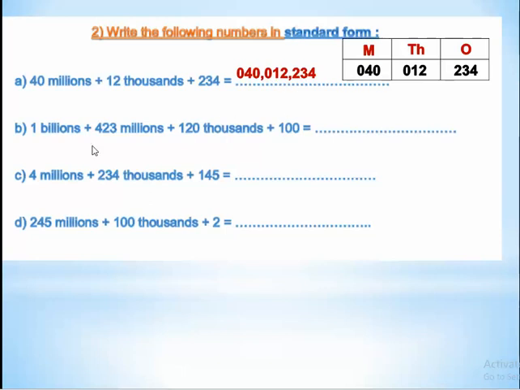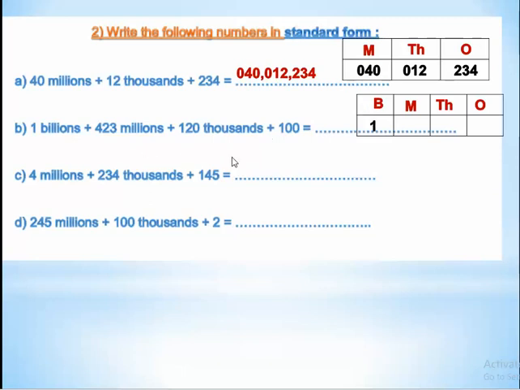Okay, 1 billion plus 423 millions plus 120,000 plus 100. Let's draw the table. Okay, here we have how many families? We have 4 families, so we need tables with 4 families. Here we will write billion, then million, then thousand, then ones. Okay, 1 billion, we will write 1. 423 million, so we will write 423 under million. Okay, 120,000 and 100. Let's write it together.